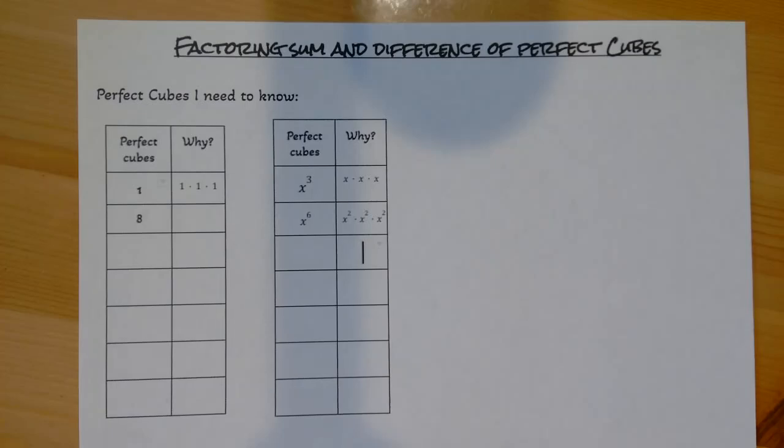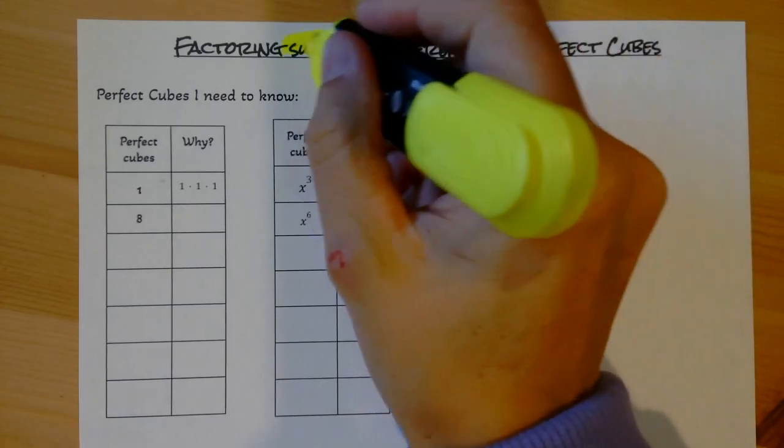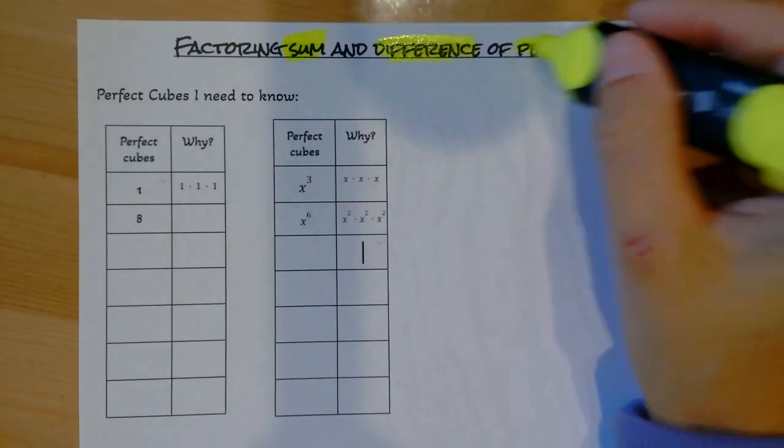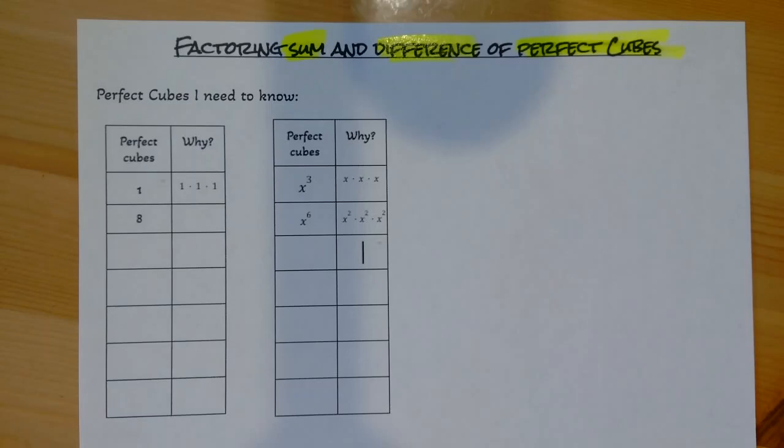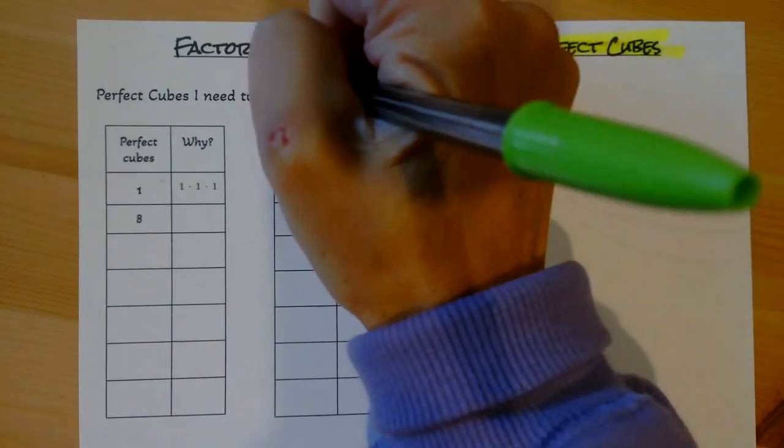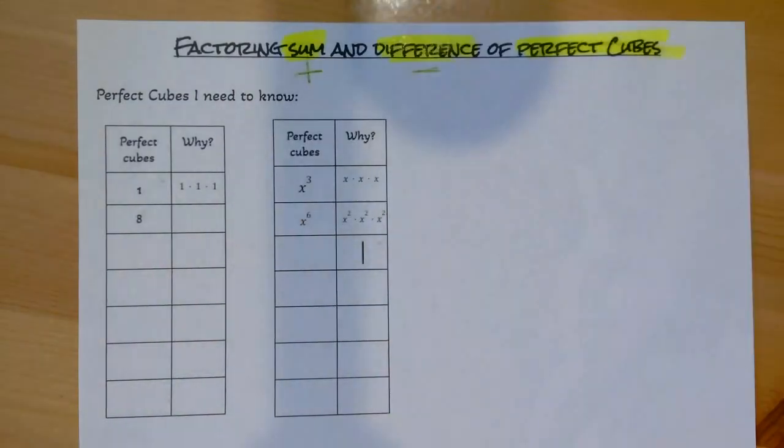Well, this is a big day, guys. We are on our last type of factoring, and this too, like grouping, is going to be totally new to you. This is called factoring the sum and difference of perfect cubes. Obviously, I know you know sum means an addition sign, difference means a subtraction sign, and perfect cubes are what they sound like, they're perfect cubes.